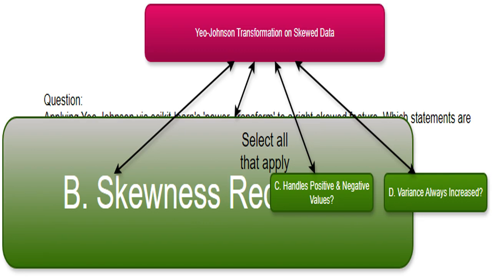I will explore the main goal of the Yeo-Johnson transformation, which is to reduce skewness in the data. Skewness refers to the asymmetry of a dataset's distribution. A right-skewed dataset has a longer tail towards the higher values. This transformation aims to make the dataset more symmetrical, closer to a normal distribution, which is often a desirable property for statistical analyses.